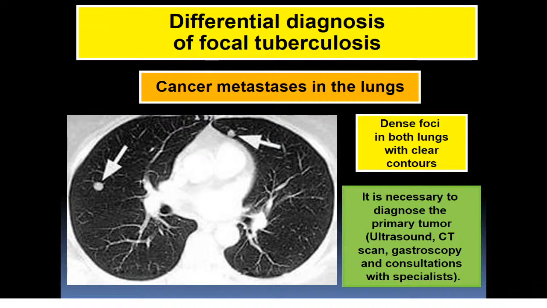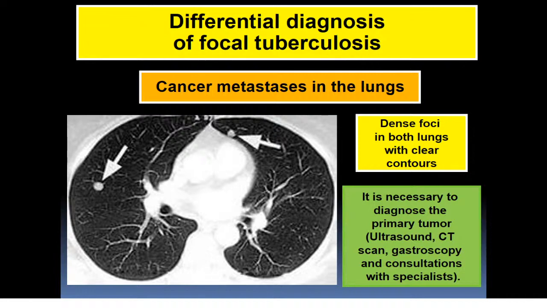Differential diagnosis of focal tuberculosis with cancer metastasis in the lungs. On this CT scan, we can see several foci, but these foci are very homogeneous and have a correct shape. This sign is more typical for metastasis than for focal tuberculosis.